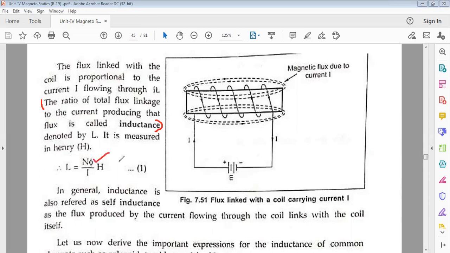What is the total flux linkage? N phi, and the current is whatever passes through that coil. The ratio of total flux linkage to the current producing that flux is called inductance, and it is denoted by L and is measured in henry.